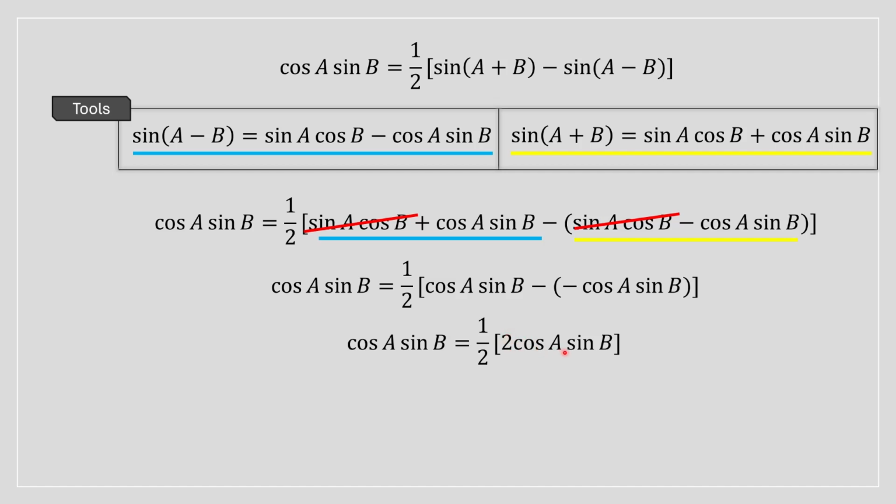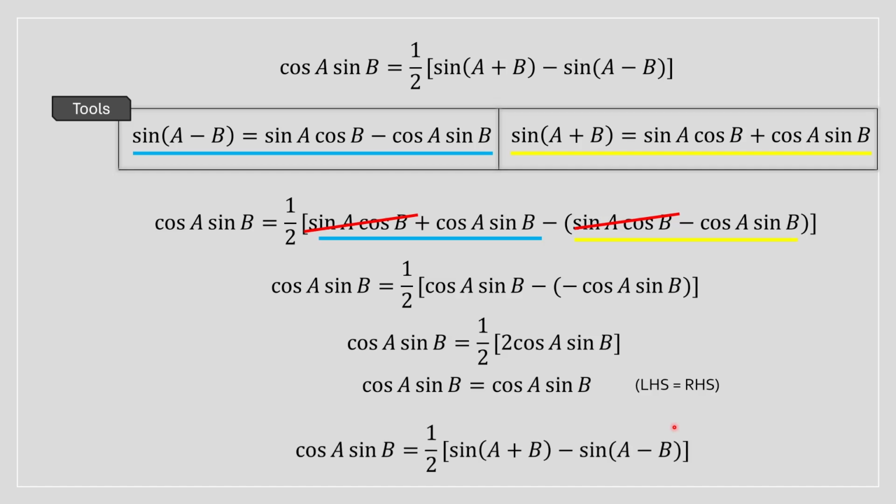Basically it's going to be 2 cos of A sine of B, and the 2 in the numerator will cancel with the 2 in the denominator, ultimately leading to the left hand side being equal to the right hand side. And therefore by that definition we can say that cos of A sine of B is equal to this.